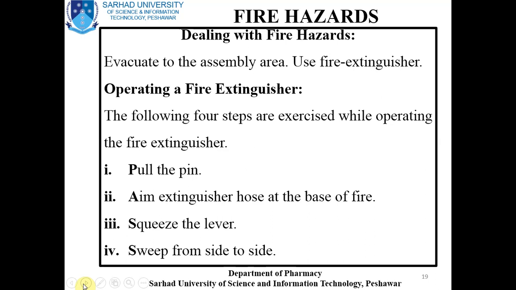Operating a fire extinguisher requires the following 4 steps. The first step involves pulling the pin. There is a pin on the fire extinguisher which should be pulled. That is the first step while operating the fire extinguisher. The second one is to aim the extinguisher hose at the base of the fire. Wherever the fire happens, we should aim the extinguisher hose at the base of the fire to control it after pulling the pin.